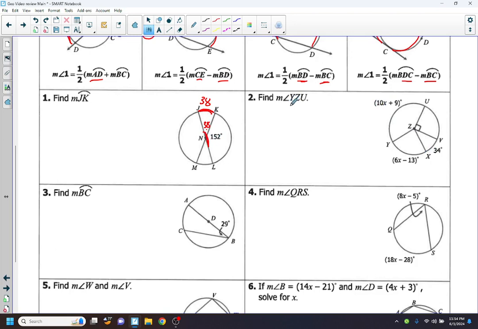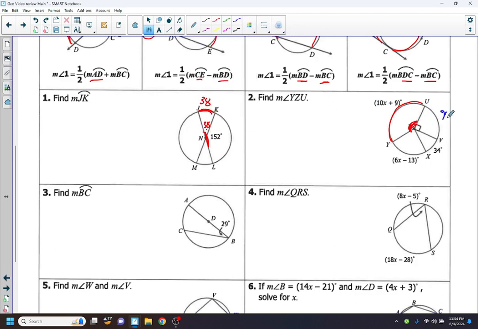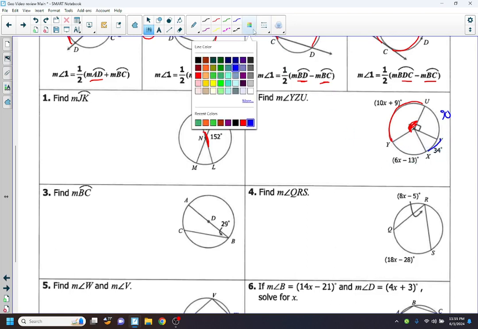This one over here, find YZU. So I want this angle here, okay? So I know this YZU part and this arc should equal each other. But I don't know what this arc is. It's just 10x plus 9. From the information I have, if this is 90 degrees, I know this is 90 degrees. This is 34 because he just straight up told me. And this is 6x minus 13.